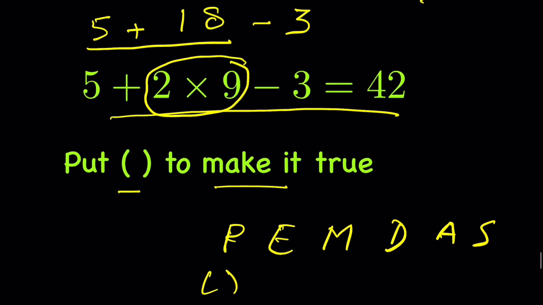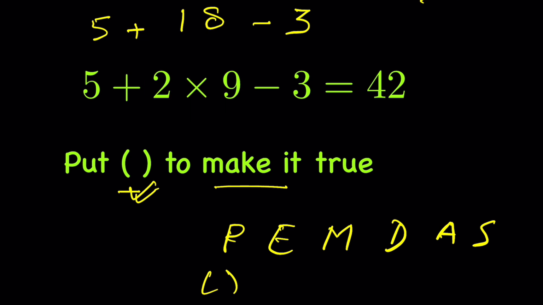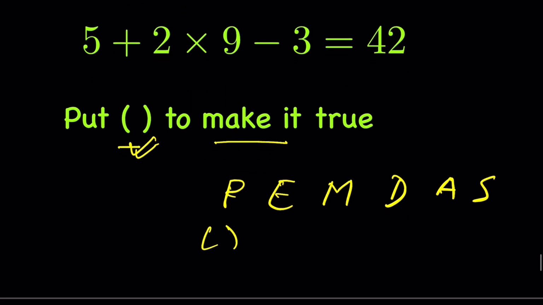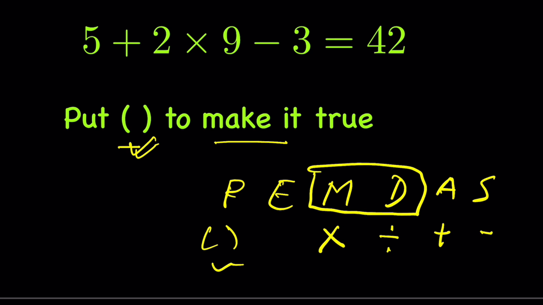We have to put parentheses to make it equal to 42. Now why parentheses? Because as per PEMDAS, we first solve parentheses. So putting parentheses will change the order of operations. There is no exponent, so after parentheses we will do multiplication, then division, addition, subtraction. But always remember that multiplication and division, and addition and subtraction, are grouped together. We solve them from left to right.